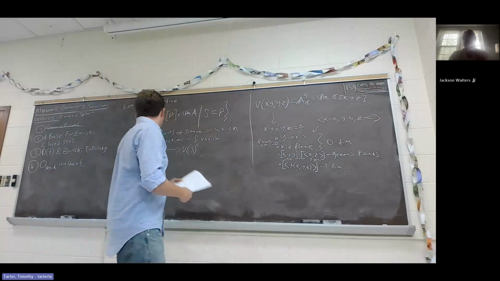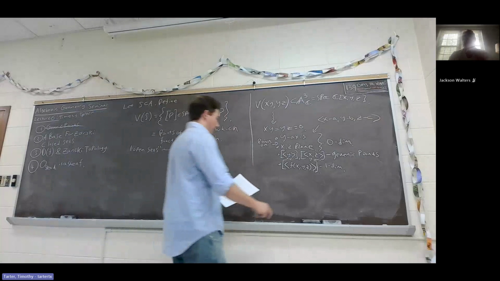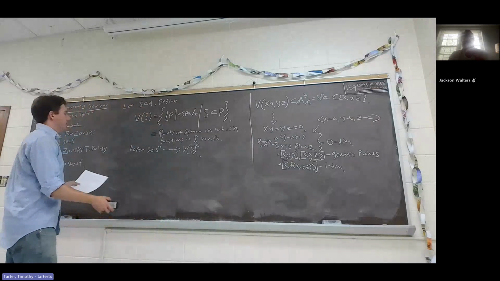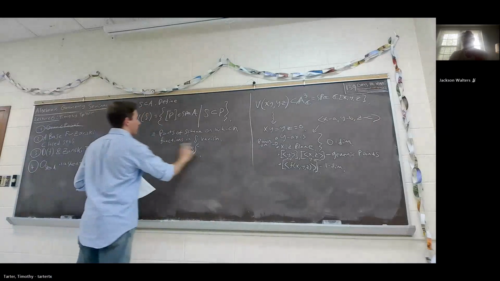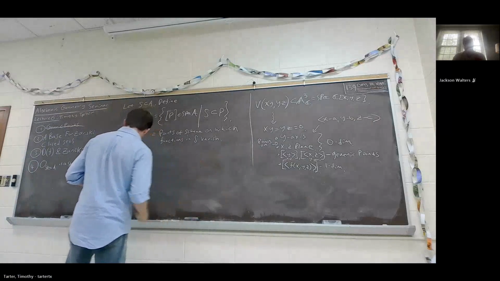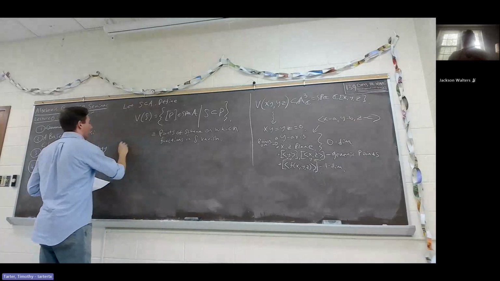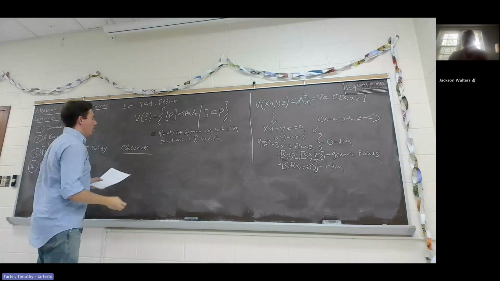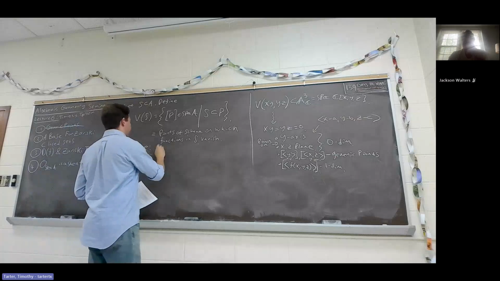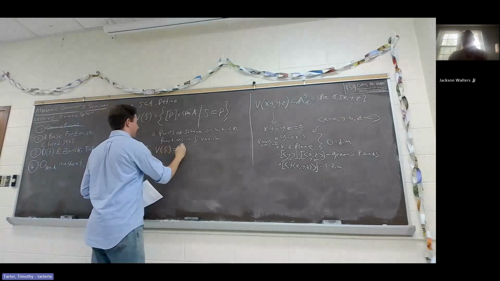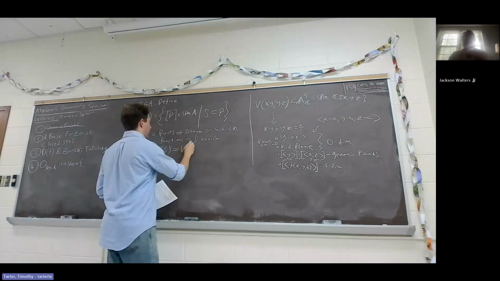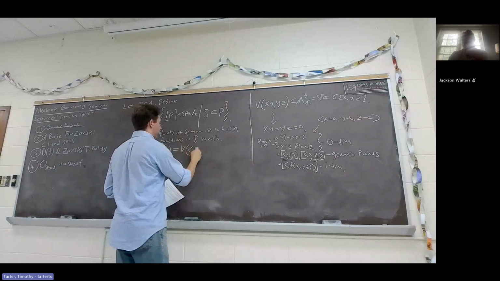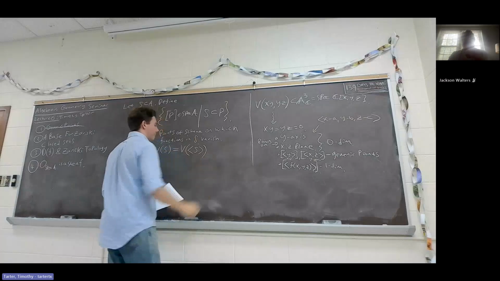So I want to make an observation real fast about this function V of S. V of S ends up actually being equal to the vanishing of the ideal generated by S.